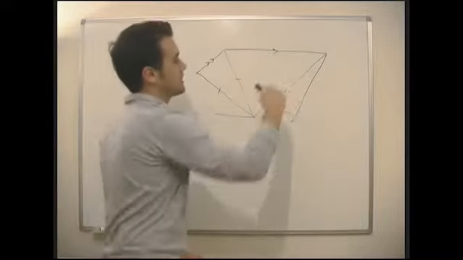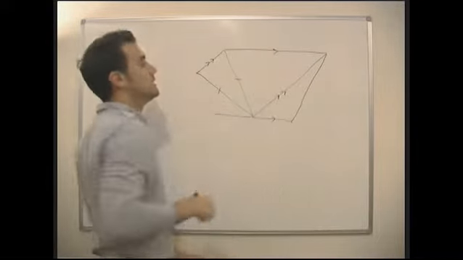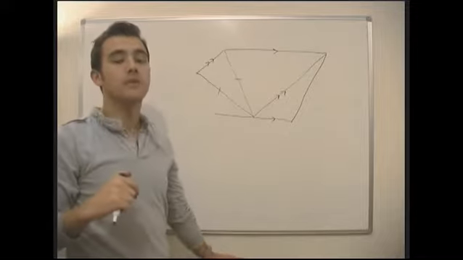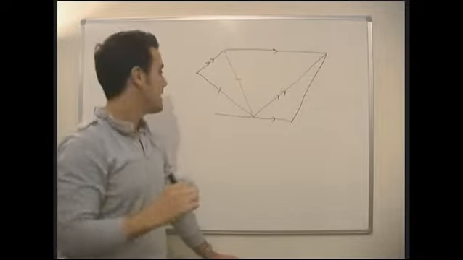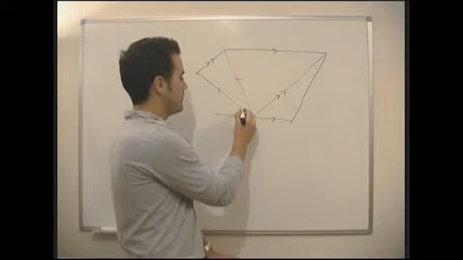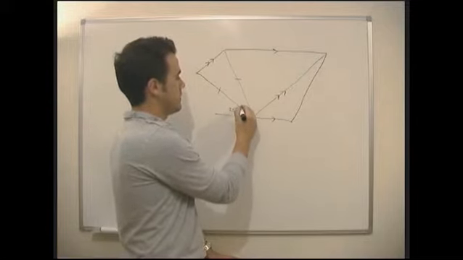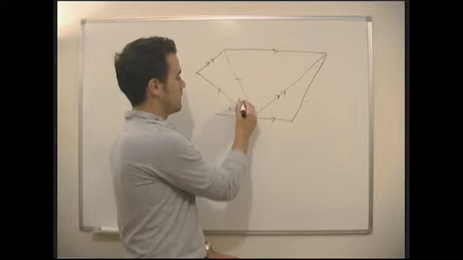Now, if we had the same somewhere else, we'd do two hashes the same way we did the arrows for the parallel lines. Now, we're told that this is 25 degrees. And this is 30 degrees.